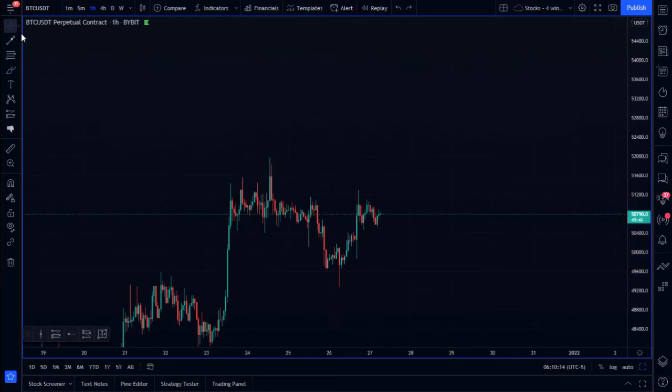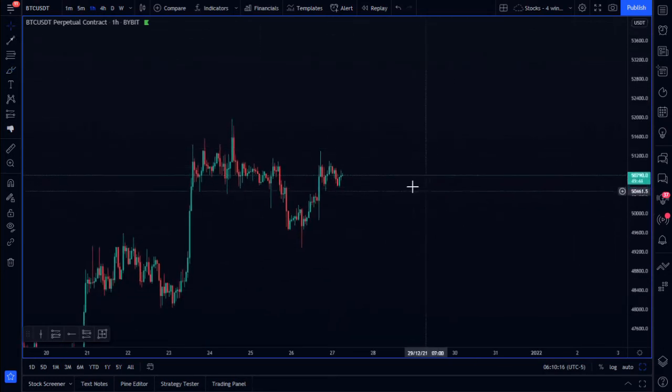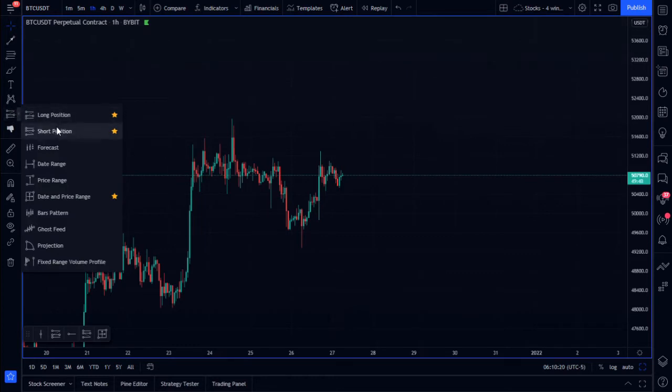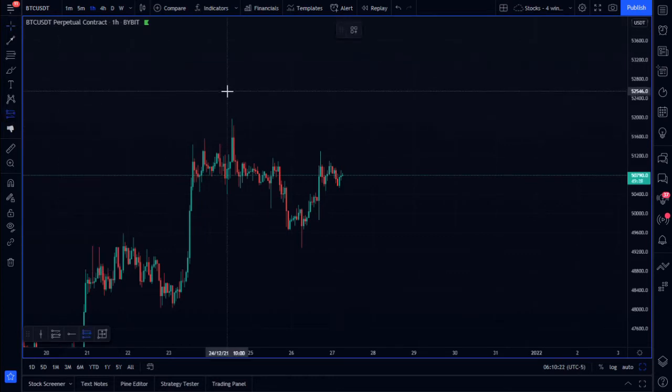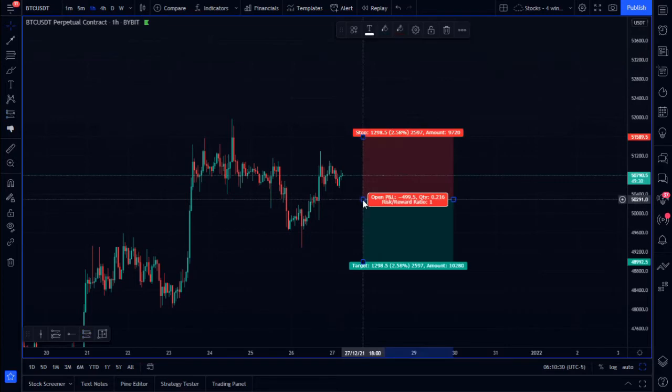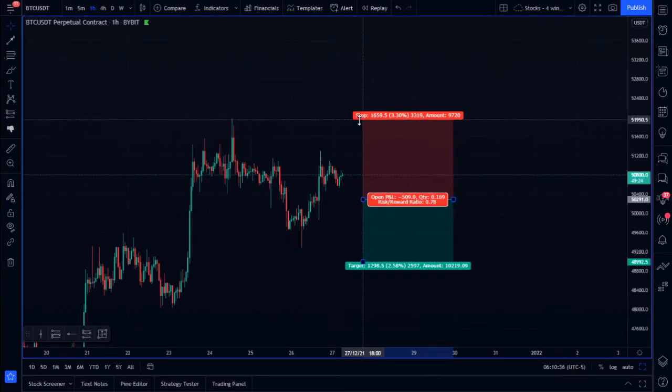Alright, so let's say that your technical analysis has told you that the price will go down, and you're expecting an entry around here. And your TA tells you that the price will not go higher than that last high point.